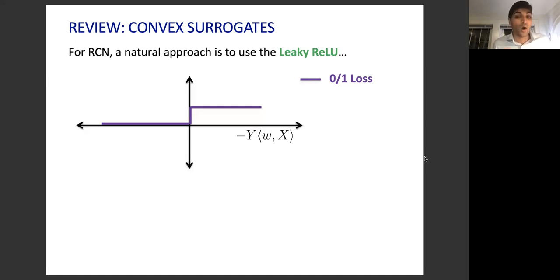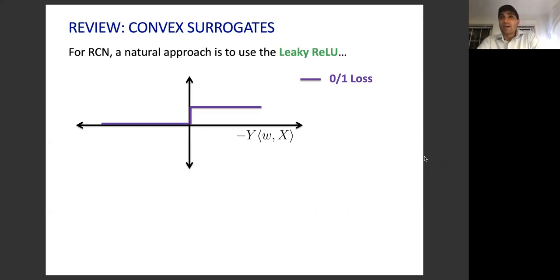And if you remember, what I want is for my hypothesis W to have the property that the sign of the inner product between W and X matches the label Y. So if I've done things correctly, then the output should be negative, so it'll land on the other side of the Y-axis, and the 0-1 loss has no penalty because you're getting that label correct. On the other side, you've got the label wrong. It's positive because the label does not agree with the output of your hypothesis, and you incur 1 loss. So that's the 0-1 loss.